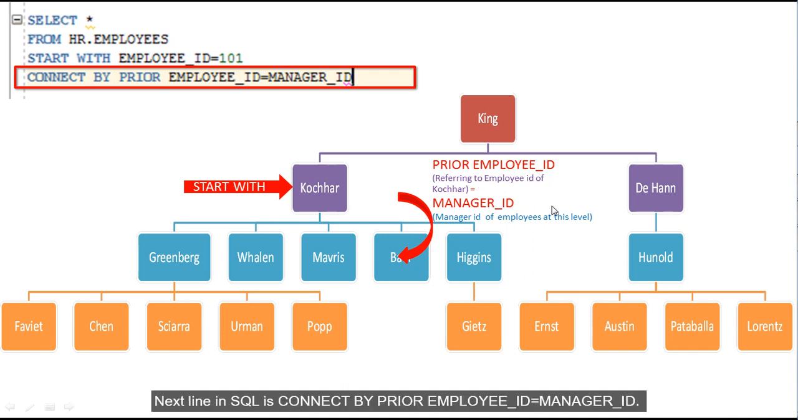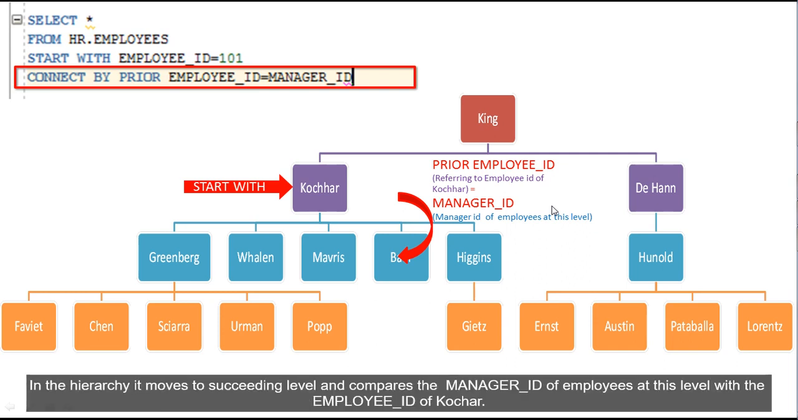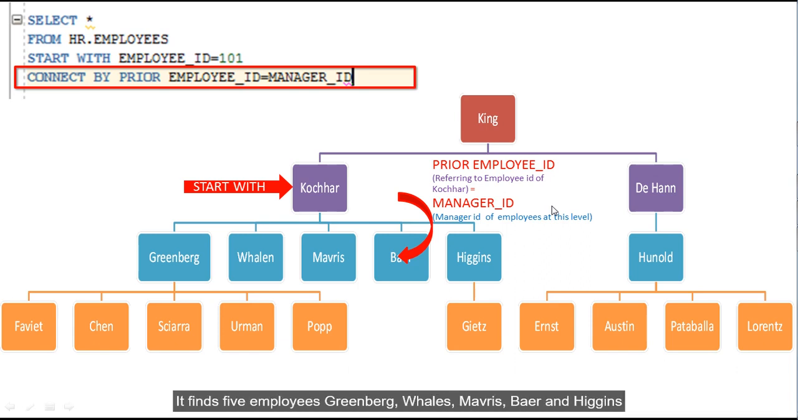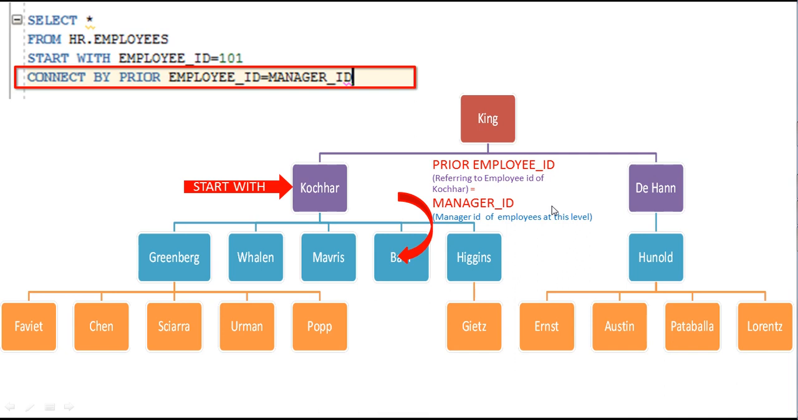Next line in SQL is connect by prior employee ID equals manager ID. In the hierarchy, it moves to the succeeding level and compares the manager ID of employees at this level with the employee ID of Kochar, and it finds 5 employees: Greenberg, Whelan, Maveris, Baer, and Higgins. However, it does not stop here.